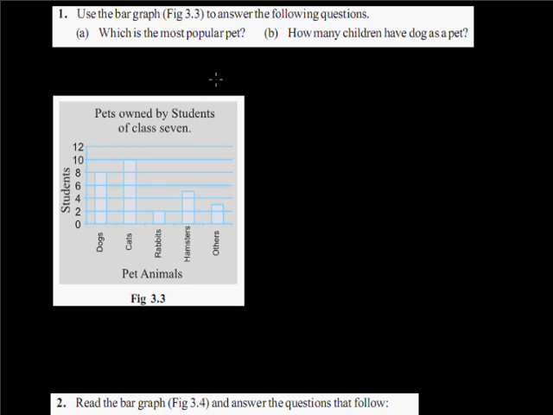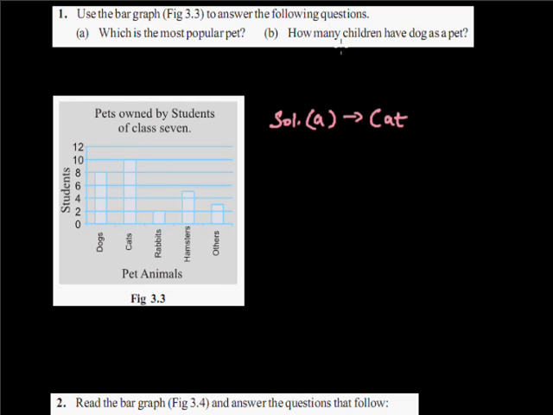Now first question asked is which is the most popular pet. The most popular pet will be the pet which is owned by the maximum number of students. Now if I see that dog is owned by 8 students, cat is owned by 10 students, rabbit is owned by 2 students, hamster is owned by 5 students, and other pets are owned by 3 students only. Now which is the most popular pet? It is the cat, since it is owned by the maximum number of students, that is 10 students. So solution of first A part will be cat, since it is owned by 10 students.